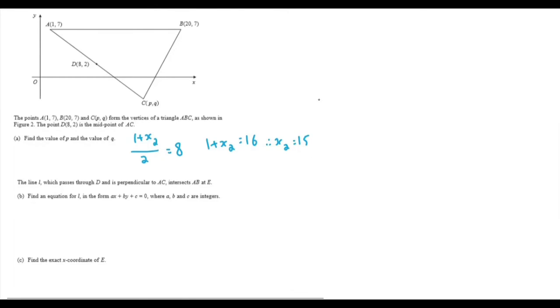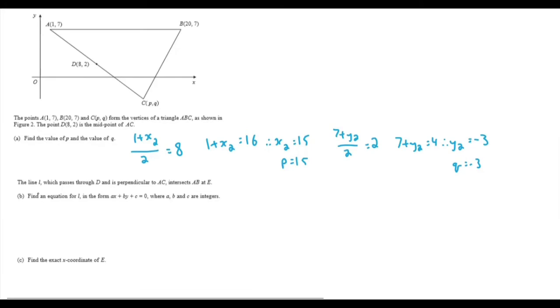To do the same for the y, we'll say that your 7 add your y2 over 2 equals that 2 there, so 7 add y2 equals 4, so y2 is therefore going to equal minus 3. You want to double check that. To get from 7 to 2, you'd go down 5. If you go down 5 again from 2, yep, minus 3. So this is your p, p being 15, and this is your q, q being that minus 3.